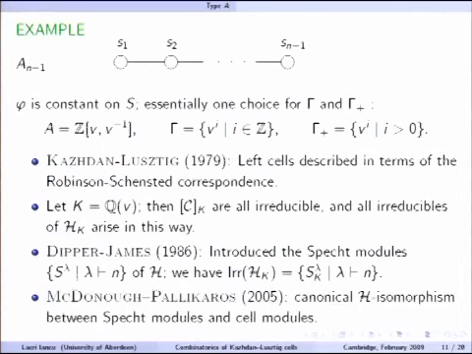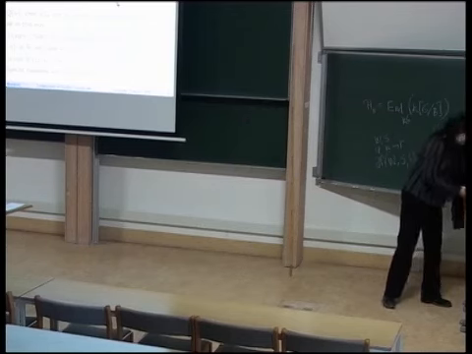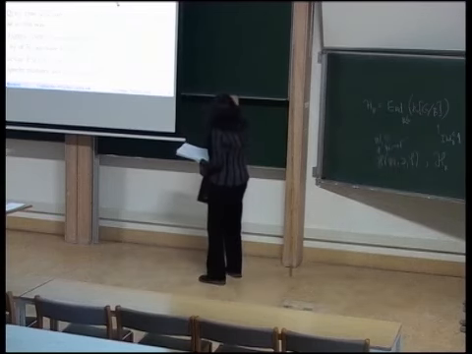So the answer is positive. It was given by Geck-Pallikaros in 2005. They really gave a canonical H-isomorphism between the Specht modules and the cell modules. I'll come immediately to these Specht modules, why they are nice, why they are good, but I'd like to just briefly give an example.